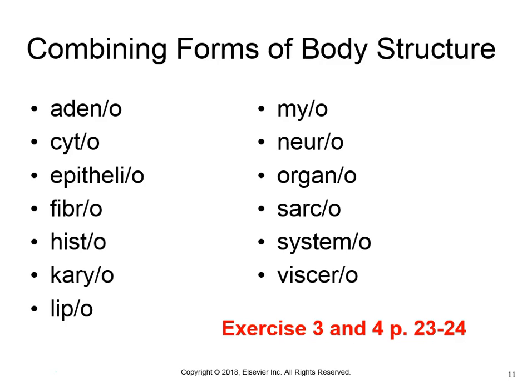Neuro means nerve. I feel like those are common. Organo means organ. Not all of them are crazy hard and don't look like the word they mean. That one's pretty straightforward.